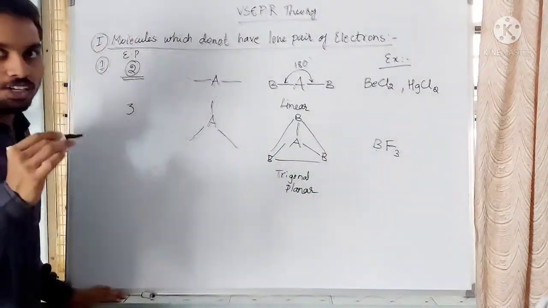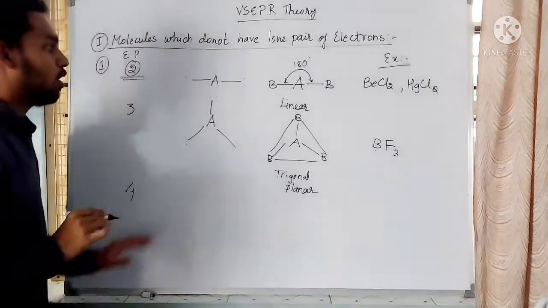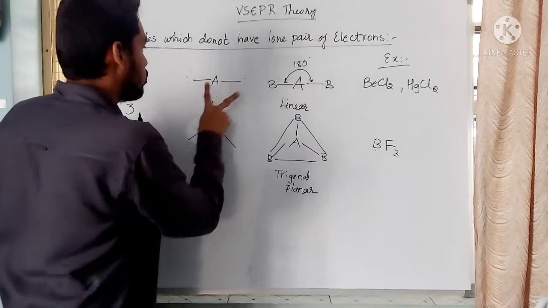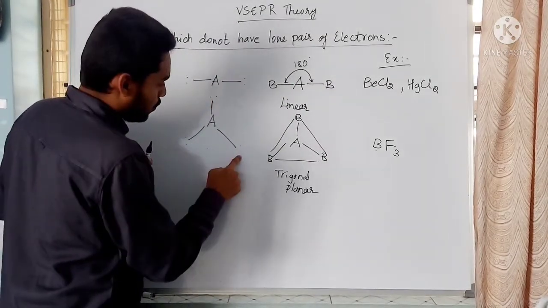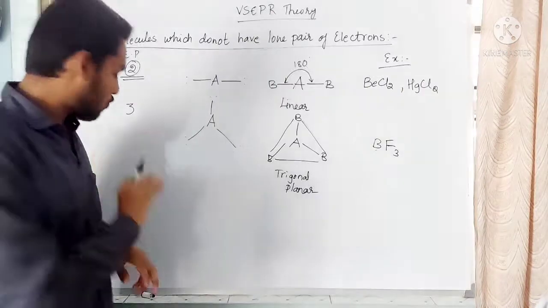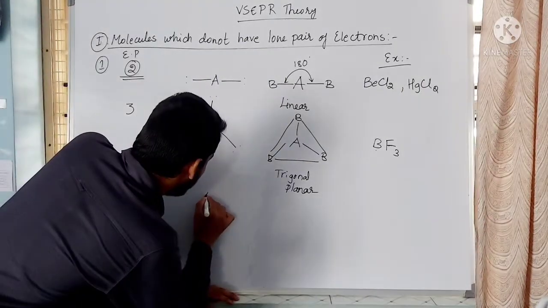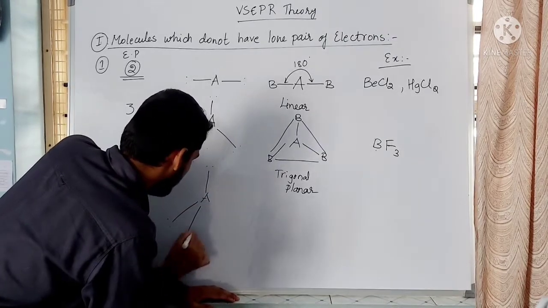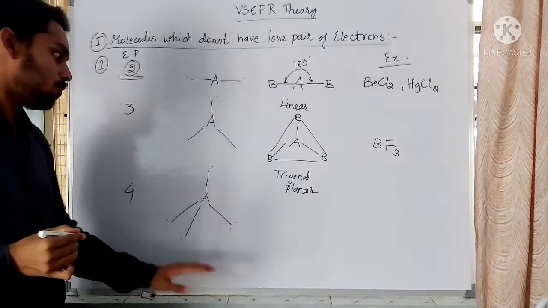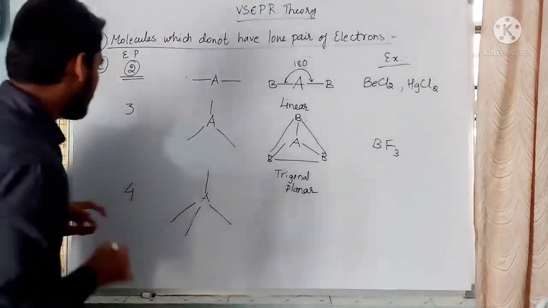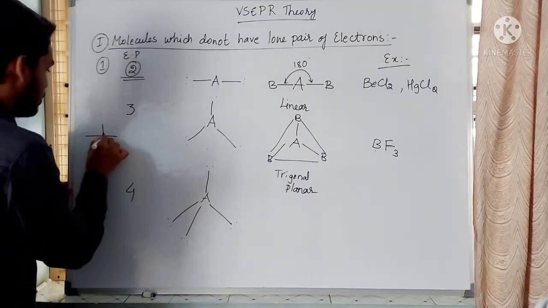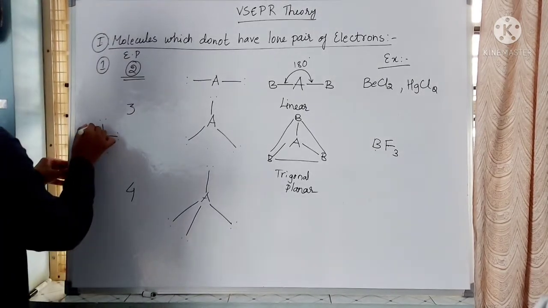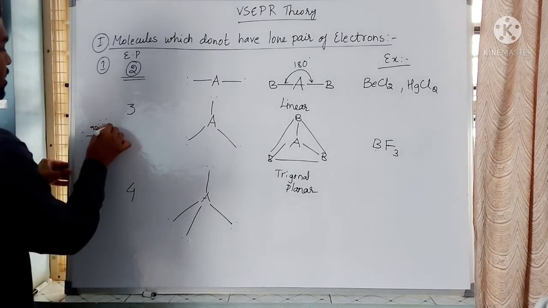If the electron pairs are 4 in number, how am I counting the electron pairs? This is 1 electron pair, this is 2 electron pairs. Here 1, 2, 3 electron pairs. Now I have 4 electron pairs. So it will be arranged in this fashion: 1, 2, 3, and this is 4. You can observe that I could have drawn it in this way also. Just an assumption: if it is A and these are the electron pairs, I would have drawn them all in the same plane, all making 90 degrees with each other.